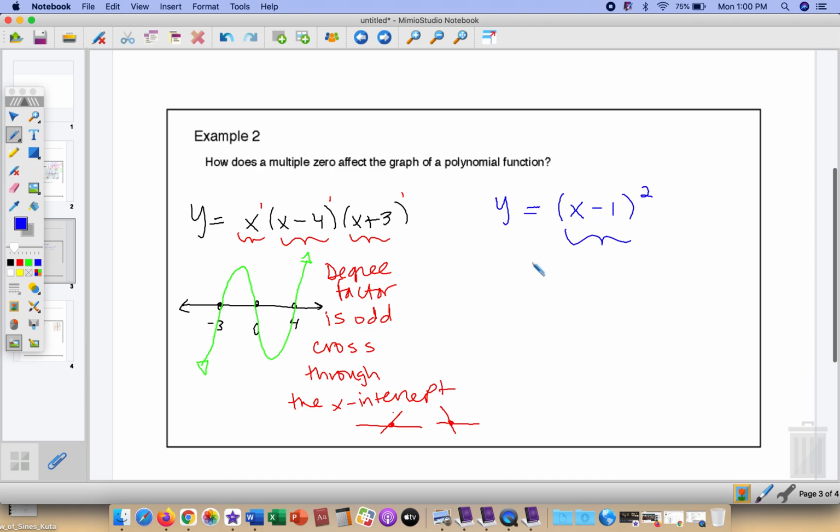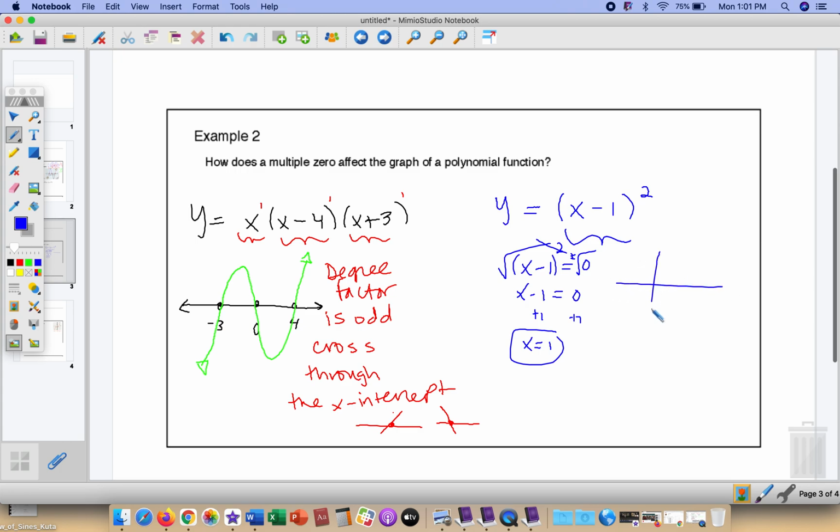Okay, well, if you set this equal to 0 and solve, you take the square root of both sides, plus or minus. So x minus 1 equals plus or minus 0, which is 0. Add 1, x equals 1.